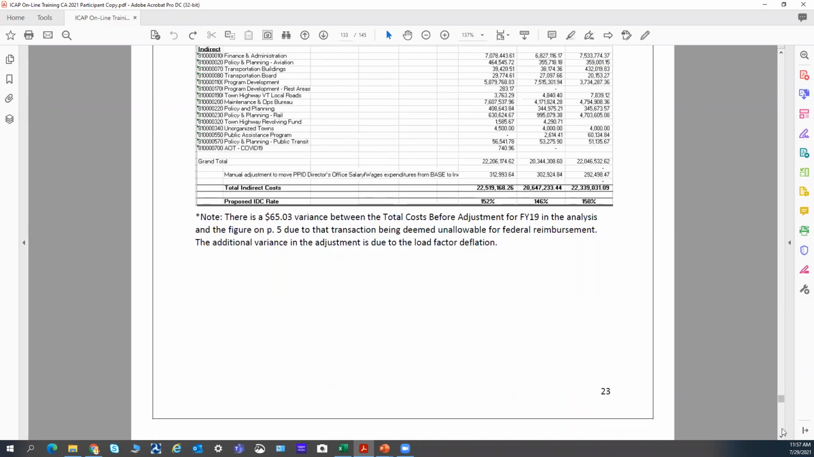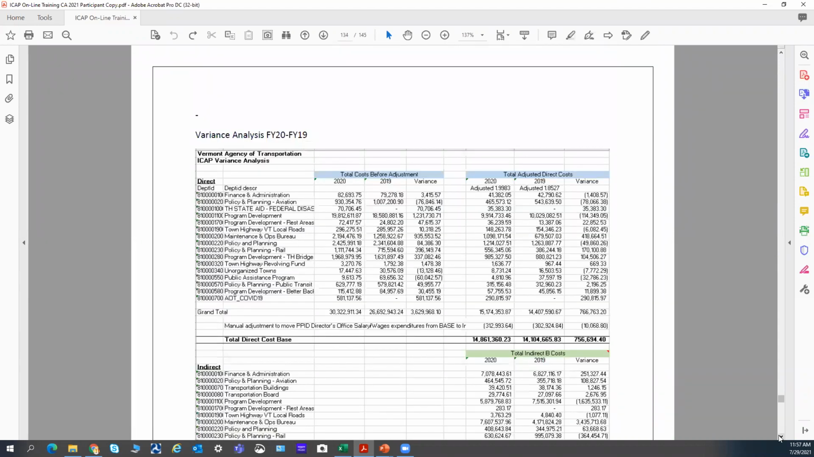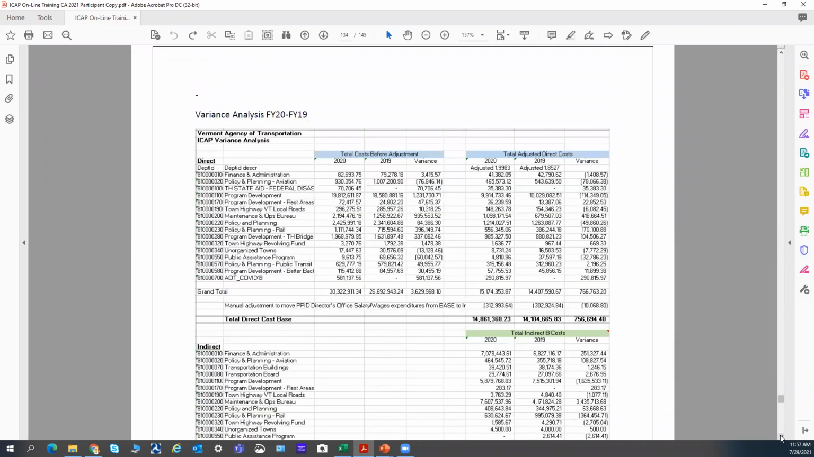Let's see. I think we're almost done. Oh, more variance from 2019. So they went from 2018 to 2019. And these get further into the details, because now this is by department. You can see their direct cost base from each different department.